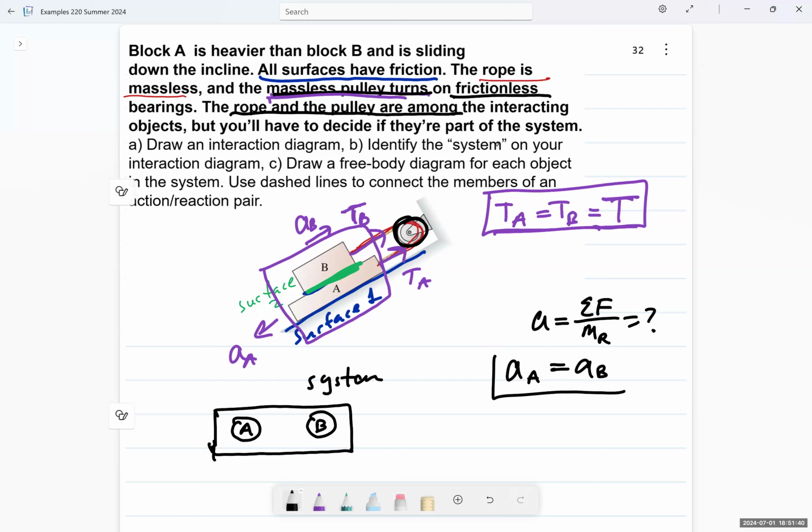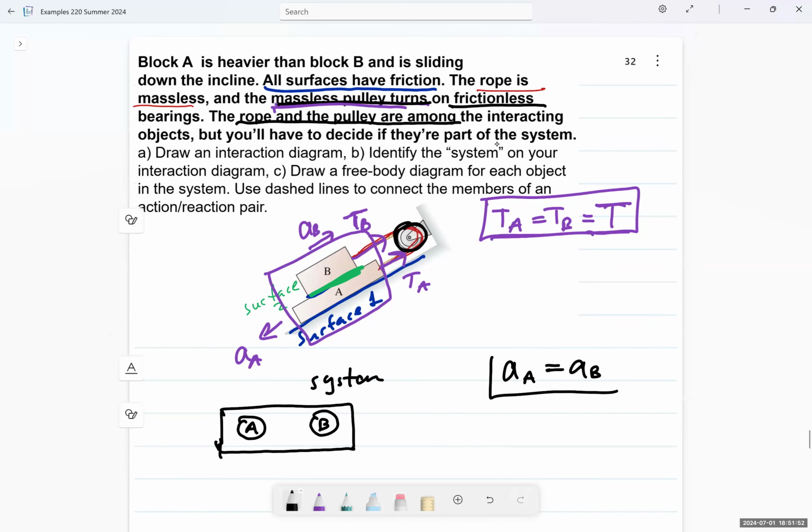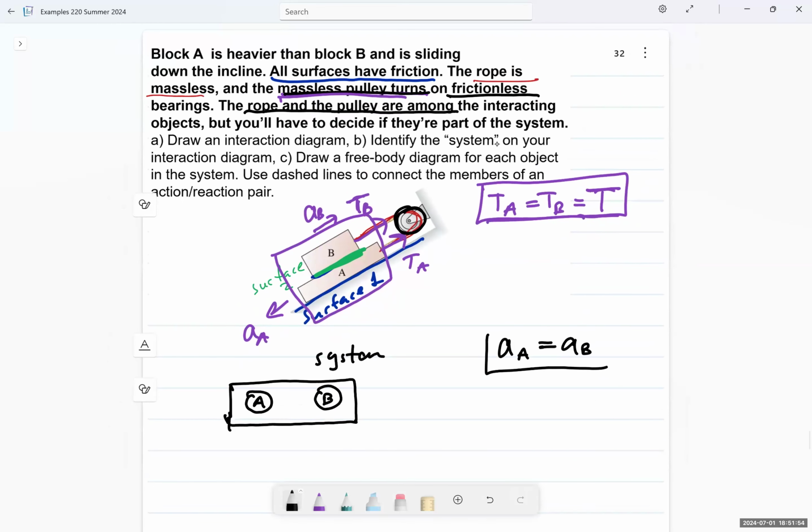A has acceleration, B has acceleration, but the pulley and rope don't, so they can't be part of my system. So my system only has block A and block B. That's basically two objects that are part of my system. So what you do here is create a rectangle where you put your objects that are interacting, and that's going to be the system.